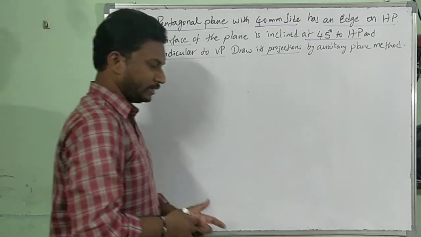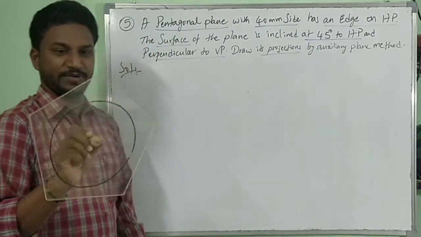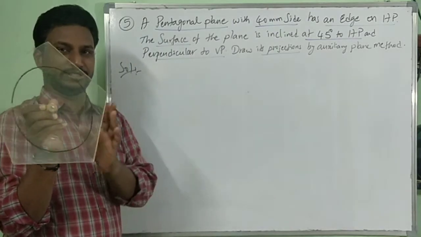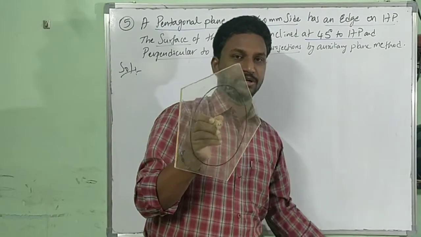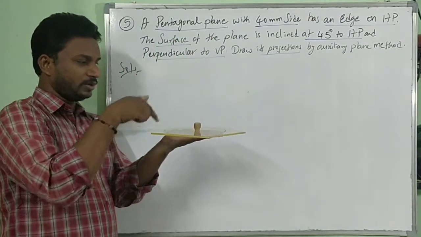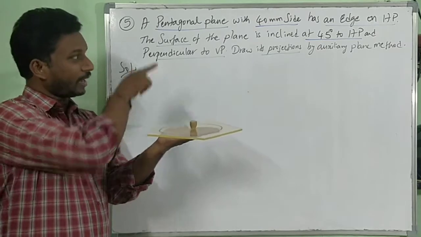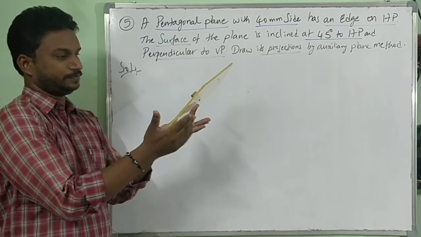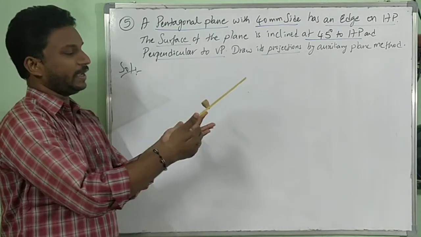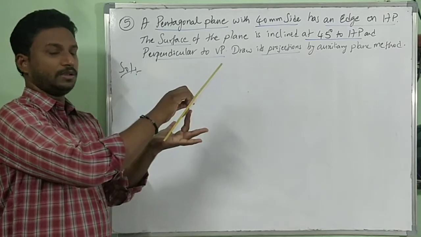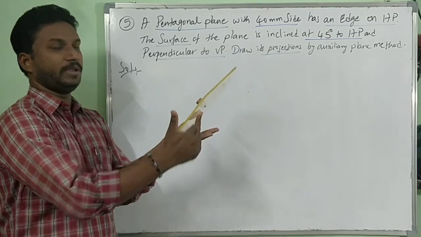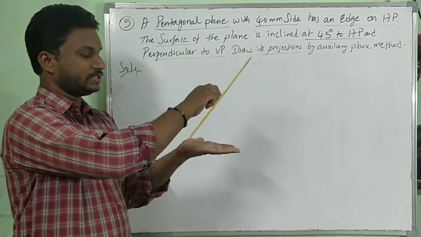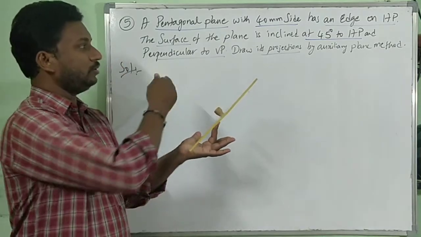In general, if I take a pentagonal surface, 40 mm side, it has an edge on HP. This is the edge. Edge on where? HP. Now, if you observe, the entire surface is on HP, but the condition is one edge. Only one edge should be on HP, like this. Only one edge is on HP and the surface of the plane is inclined at 45 degrees. When I lift it, when this edge is on HP, this surface will be at 45 degrees to HP and perpendicular to VP. See, one edge is on HP. This is important here. Now draw its projections.